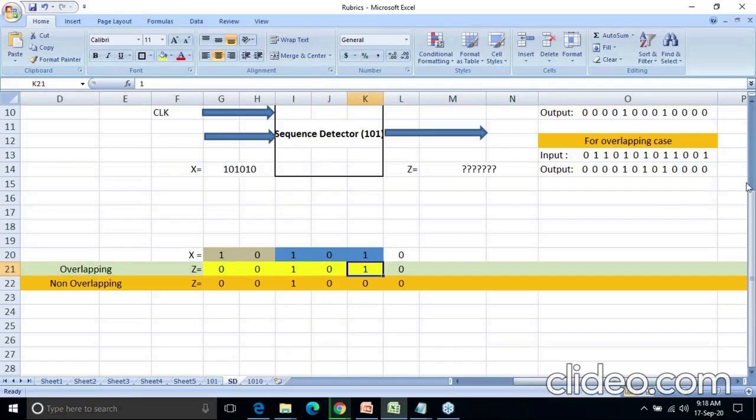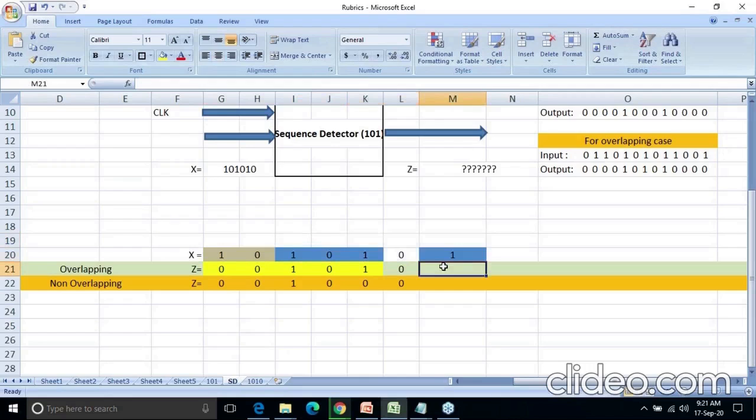Now suppose I am having 1 over here. Let me see how many sequences will be there in the overlapping case. If I put 1 over here in the string of X, how many sequences will there be in total in the overlapping case? Yes, fast. So here I can say this is my first sequence. Over here in the overlapping case, this is my second sequence. Again in the overlapping case, this is my third sequence.